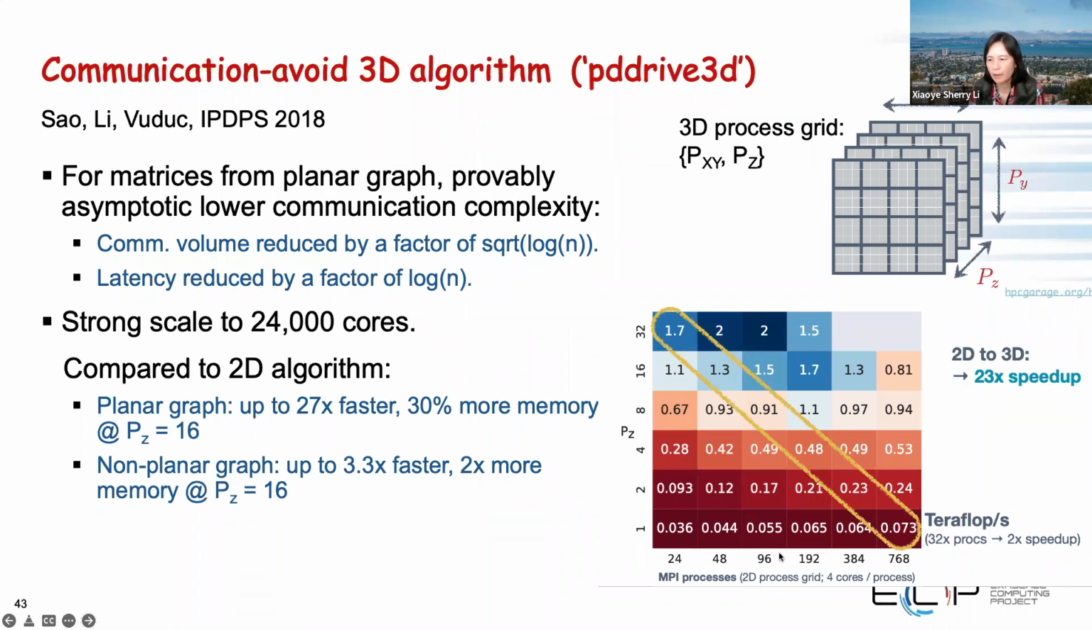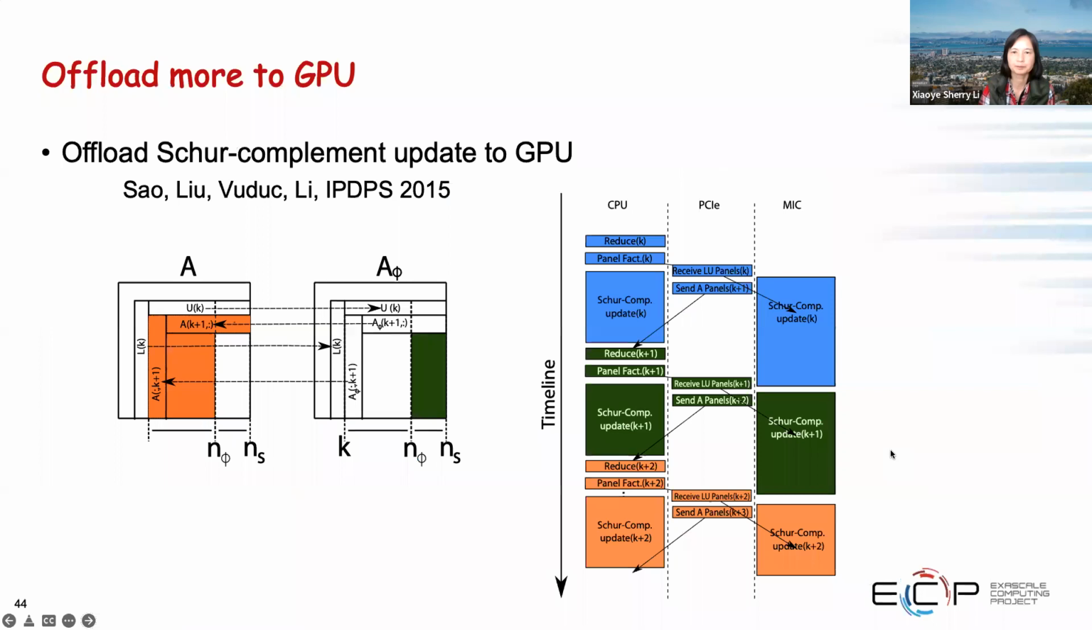with the PXY. So if PZ is 1, only the 2-dimensional case, you only get 2x speedup, even though you throw in 32x processes. On the other hand, if you go up in PZ, even with the same number of processes, you can see by this point, you get a lot better speedup. So that's the idea of 3D.